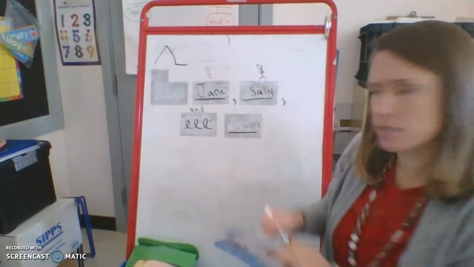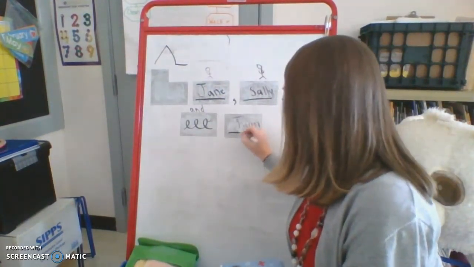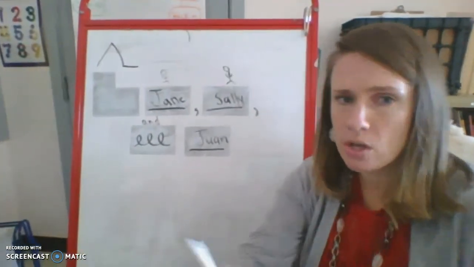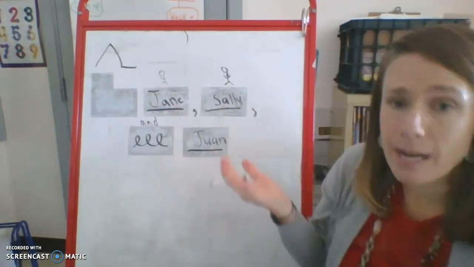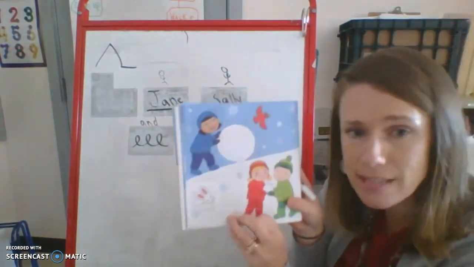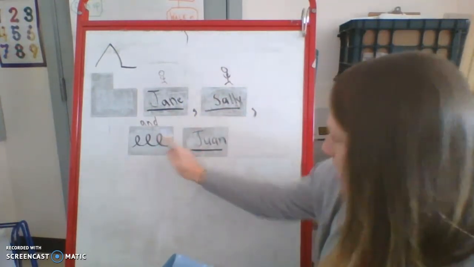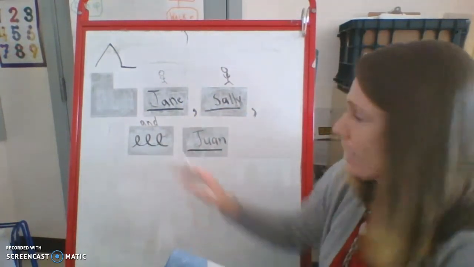Marker is not looking dark enough. Let me write it again. Okay, so take a close look. We start with our uppercase and the proper nouns, so of course we capitalize them, and we have three subjects, Jane, Sally, and Juan. We use that connector in there.